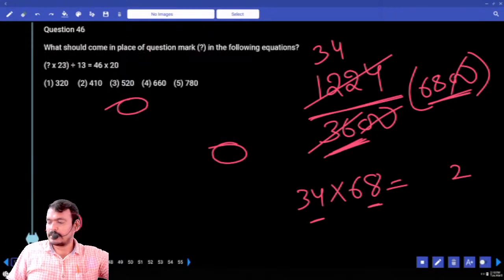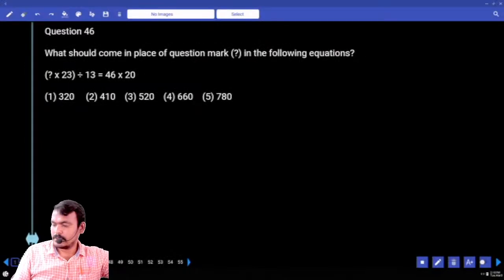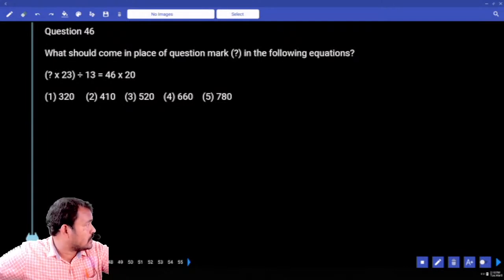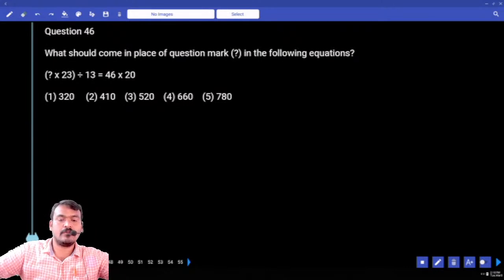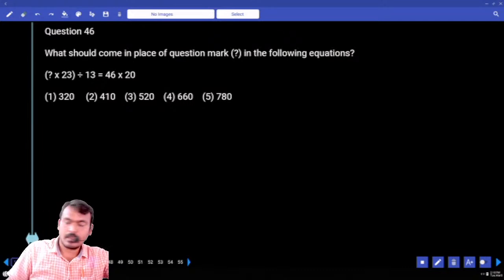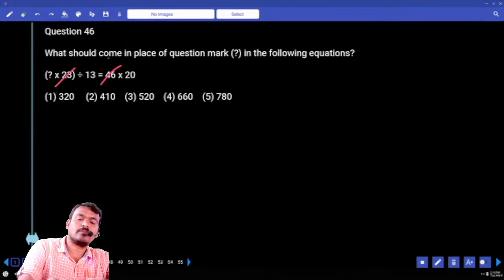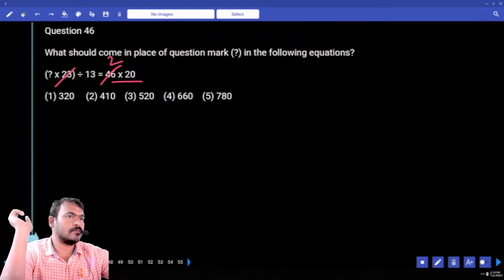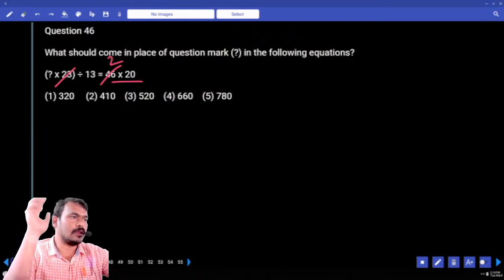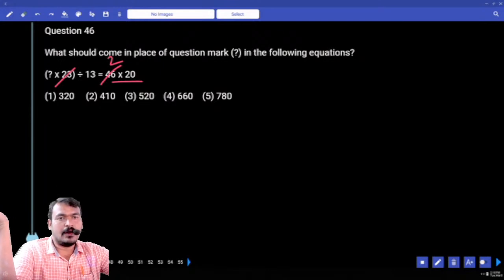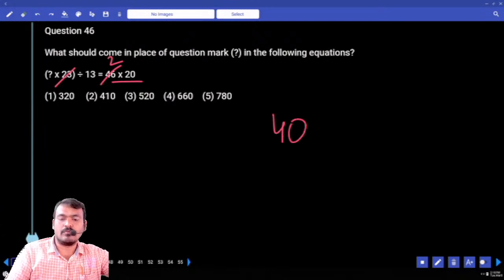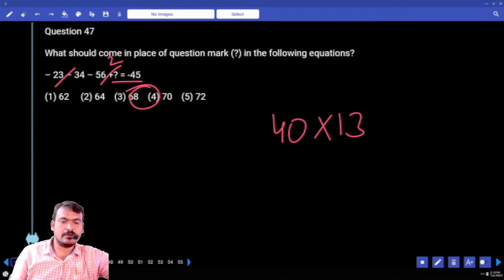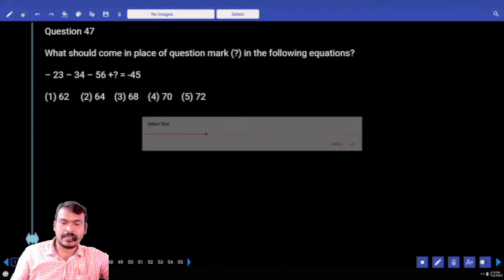Question number 46. What is the left hand side value? Something into 23 divided by 13 equal to right hand side value 46 into 20, or not? First, 23 how many times? 46. 2 times, or not? 2 into 20, 40. It is right hand side value, or not? But in left hand side what is the denominator? 13. It will become right hand side into 13, or not? Nothing but 40 into 13. How much? 520.